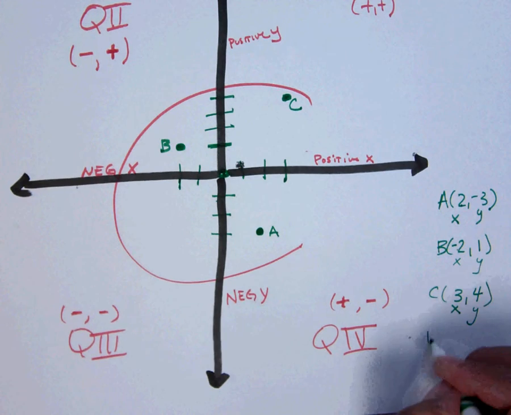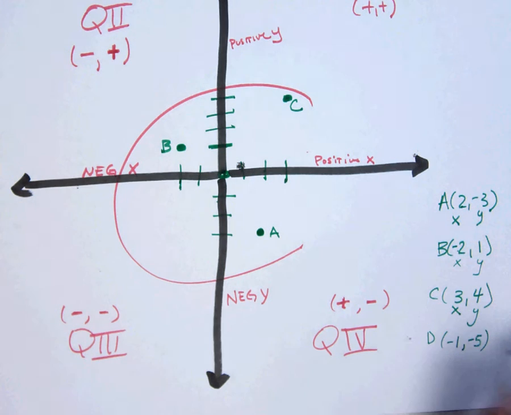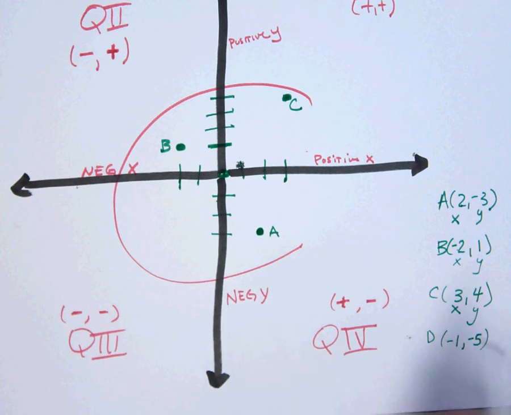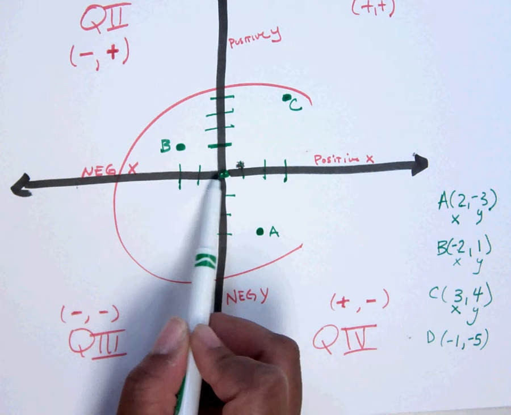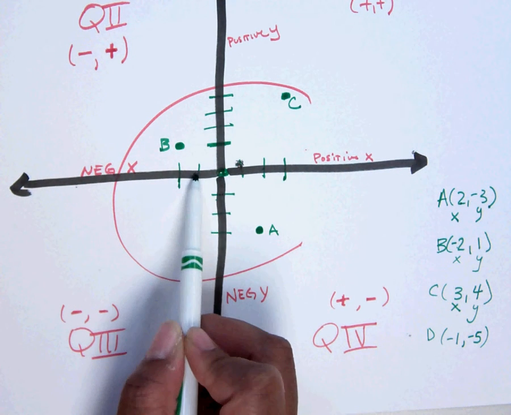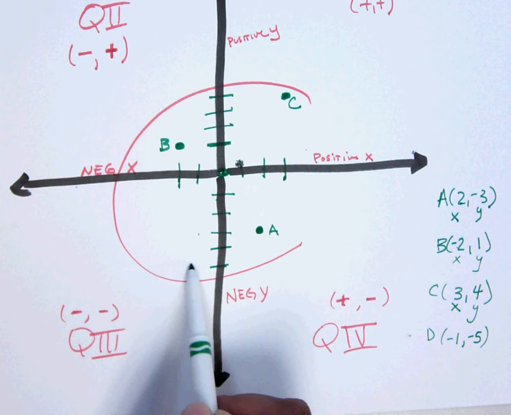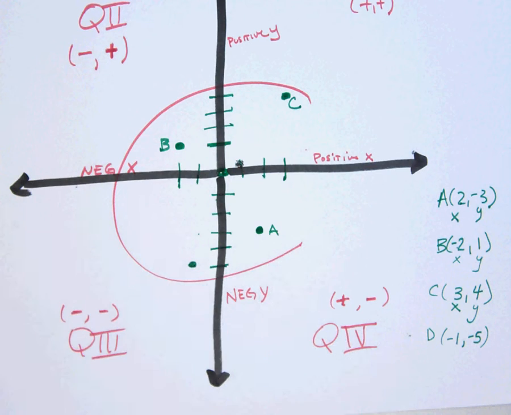Last but not least, point D is negative, negative, (-1, -5). So we go to negative 1, which means we go left, because we want to go to the negative 1 on the left. And then we go down 5. And that's point D.